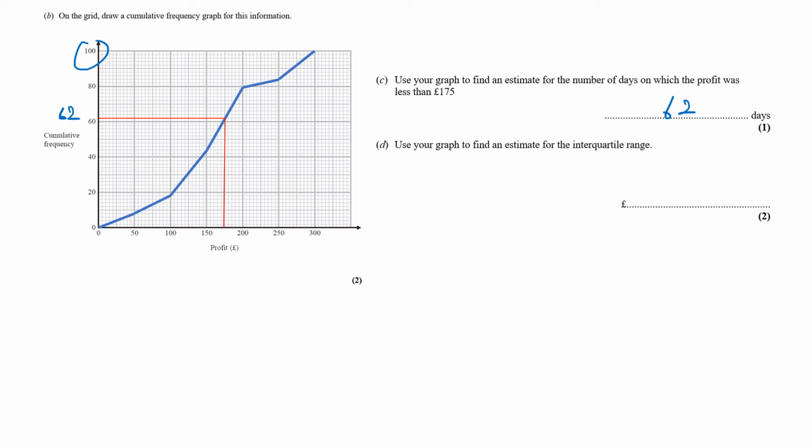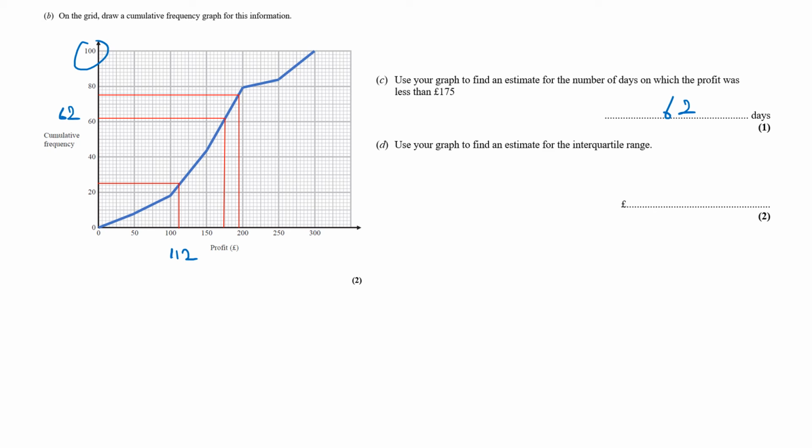For the interquartile range, well, we have to recognize we have 100 days altogether. So the quartiles are going to be at 25 days and 75 days. So if I draw a line across from 25 days and measure it down, you can see the profit here. Now you've got to be careful of the scale again here. So each little square is going up by 5 each time. So the way I've got it on my graph, that's about £112 profit.